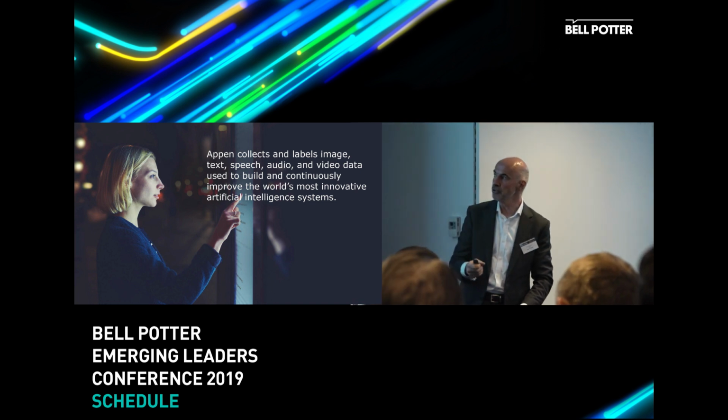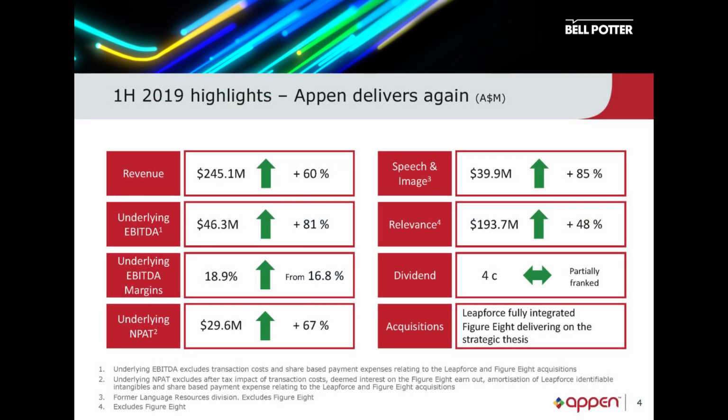So to the numbers, really pleased to present a bunch of big green arrows pointing up the page on every dimension. Revenue up 60% to 245 million. Just a couple of years ago, we did 166 million for the full year. Some of that's acquisitive, but there's a lot of organic growth under the covers. Underlying EBITDA of 46.3 million, up 81%, and pleasingly our EBITDA margins are expanding nicely. That's a combination of an acquisition we did, a company called LeapForce, as well as economies of scale and technology. We'll talk a little bit more about that through the presentation.